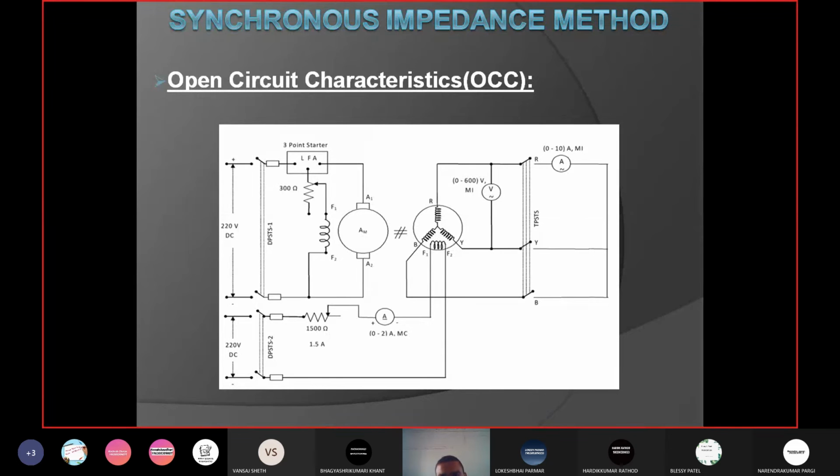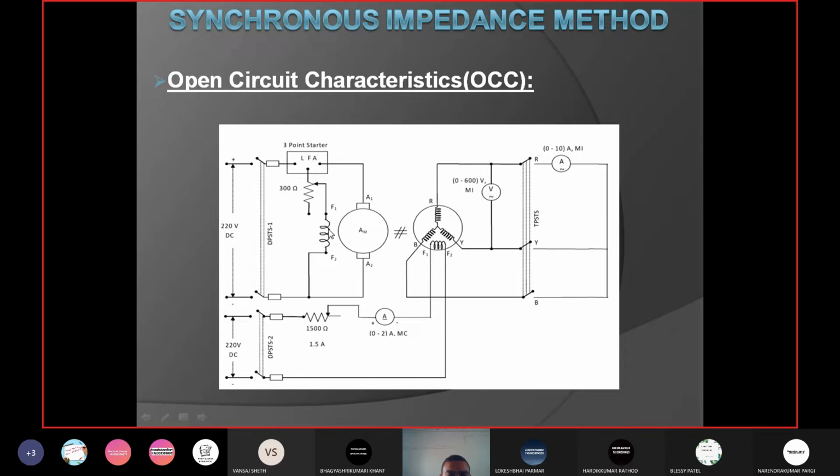Then the second data required is the open circuit characteristics. Now this is the circuit diagram of the synchronous impedance method. This is the armature winding of the alternator, this is the field winding of the alternator, and this is the prime mover, in which a DC shunt motor is used. This is the field winding of the DC shunt motor, in which a rheostat is connected in series.